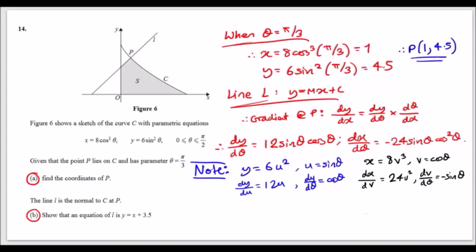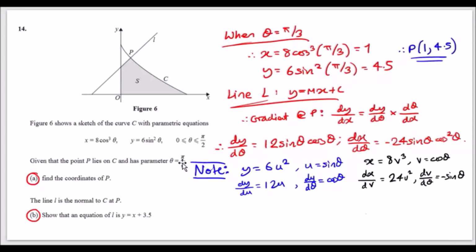Oh, number 14. You're going to hate the integration. Actually, integration is quite easy. But you're going to hate part C, or part B, whatever it was. Anyway, let's check this out. So, guys, let's have a look at what we got here. Figure 6 shows a sketch of the curve C with parametric equations here. Oof. Given that the point P lies on C, which is the intersection between the line and the curve, and has a parameter of theta equals pi over 3, so literally sub that in, find the coordinates of P.